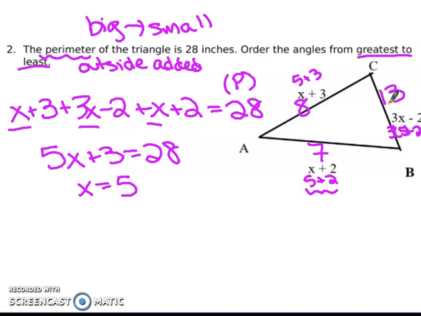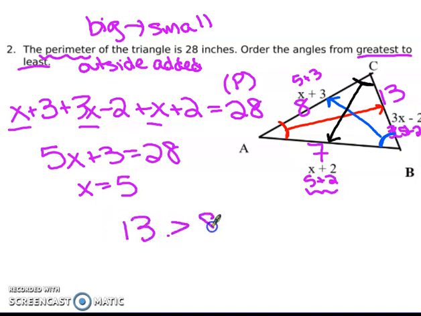Now we need to look and we need to see what angles are across from it. So if I look at angle A goes to 13. If I look at angle B goes to 8. And if I look at angle C goes to 7. Well, I'm going to order my sides first. I want biggest side first. So 13 is greater than 8, which is greater than 7.